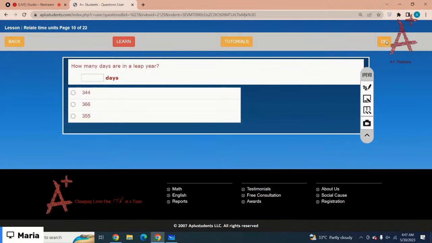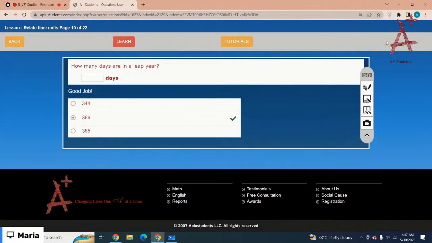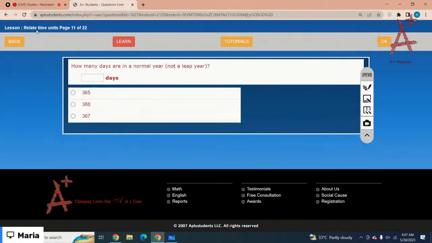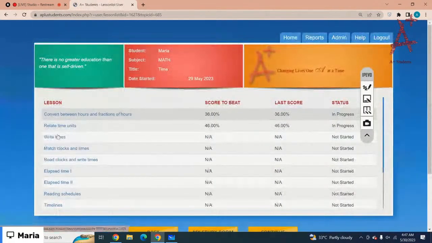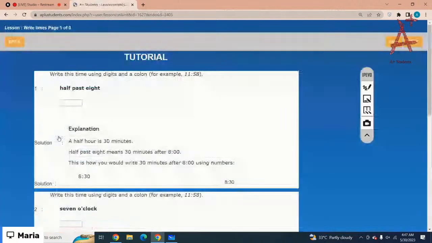Okay, how many days in a leap year? That would be 366. Got it? You have one more day. It would be 366. Okay, let's move on to the next lesson. The next lesson is write times. Let's see how we write time.